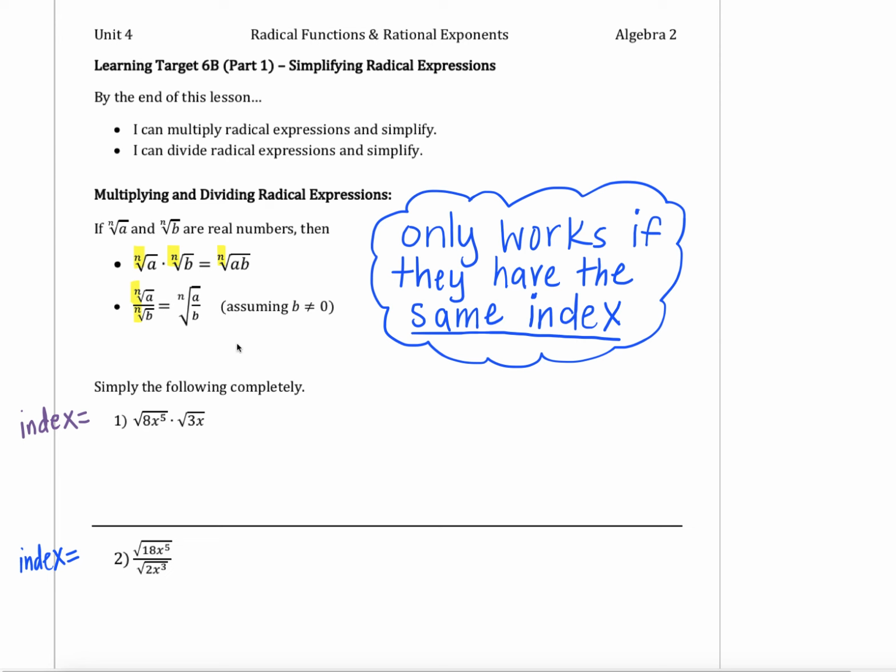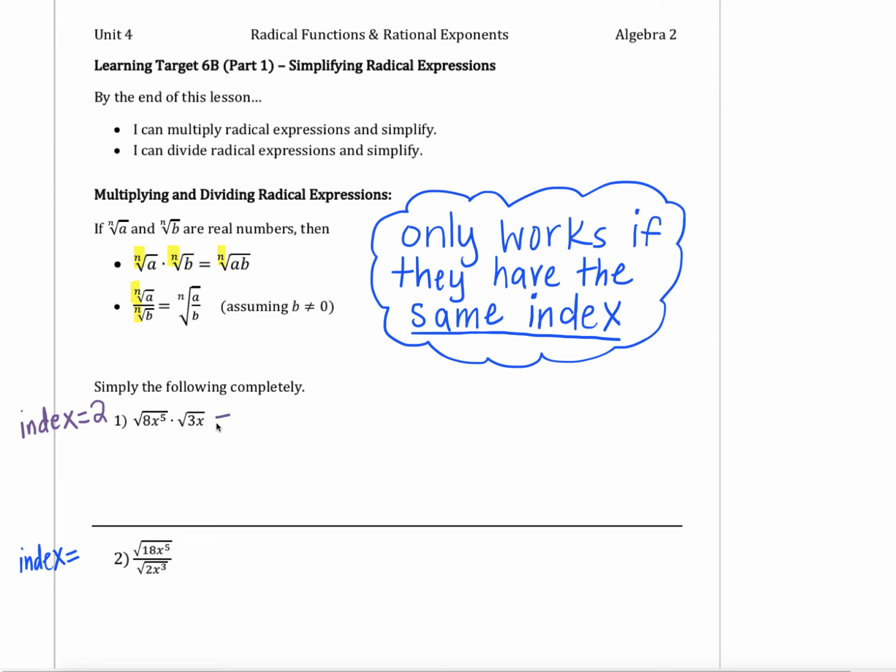In these examples, we want to simplify them completely. In our first example, we have the square root of 8x to the 5th times the square root of 3x. In this case, both of these are square roots, so they both have an index of 2. Remember, our index is that superscript in front of the radical symbol, and if there's no number there, we denote that as a square root, so our index would be 2. In this case, they both have the same index, so we are able to multiply these together.